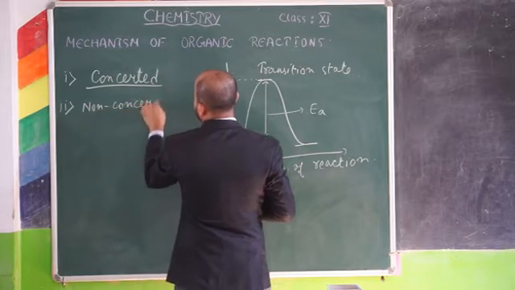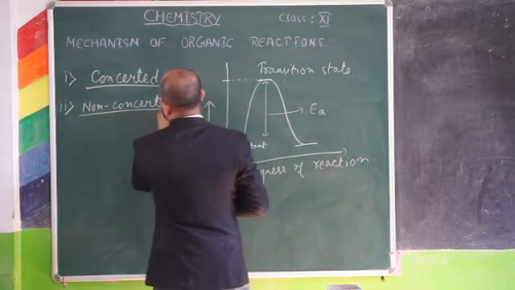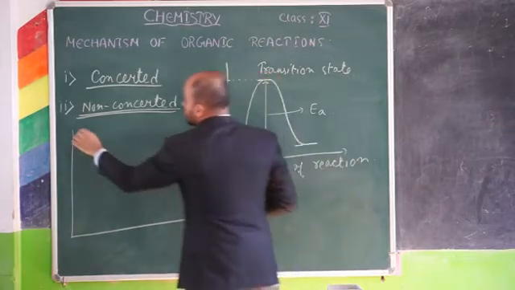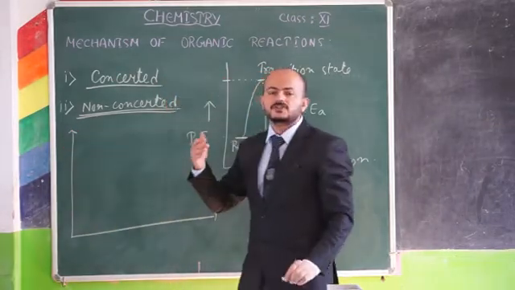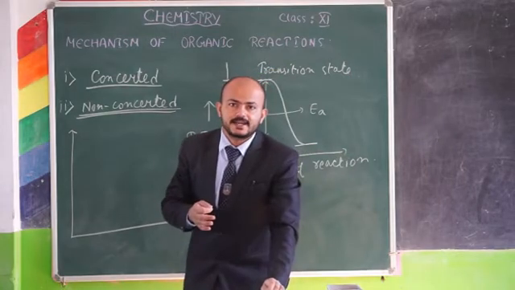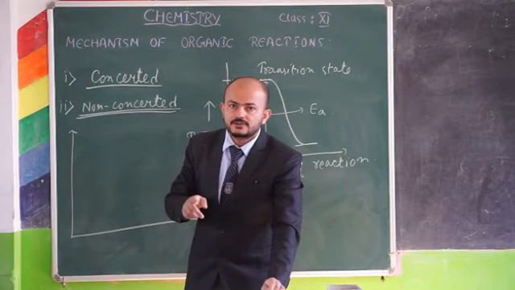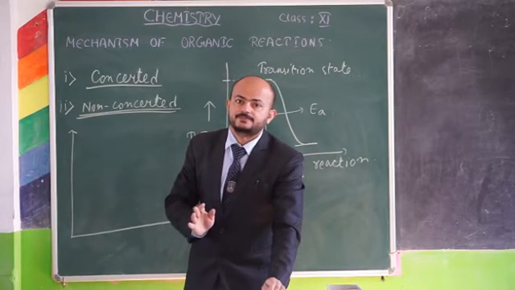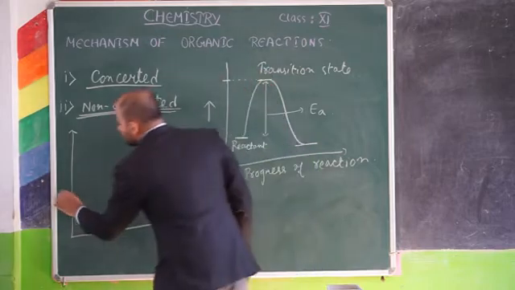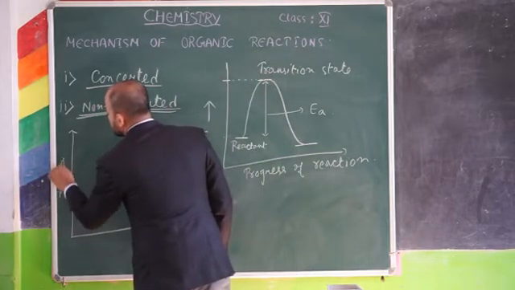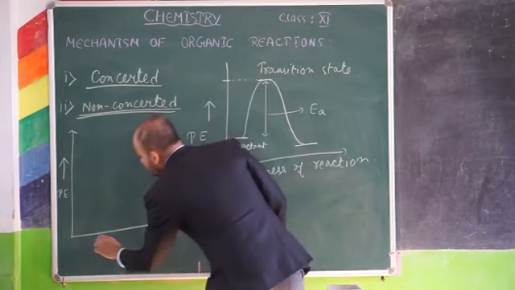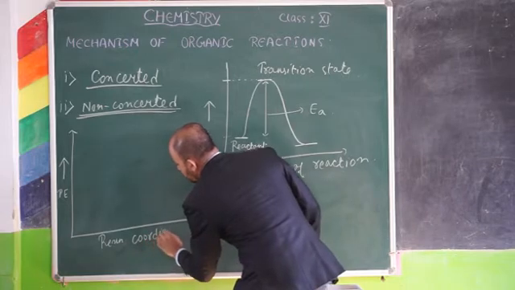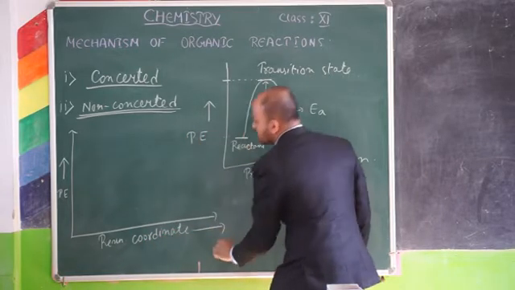Non-concerted mechanisms are those reactions in which the formation of an intermediate takes place. That means here the making of the bond and the breaking of the bond do not take place at the same time. On this side you have potential energy on the y-axis, and here the reaction coordinate, that means the progress of the reaction.